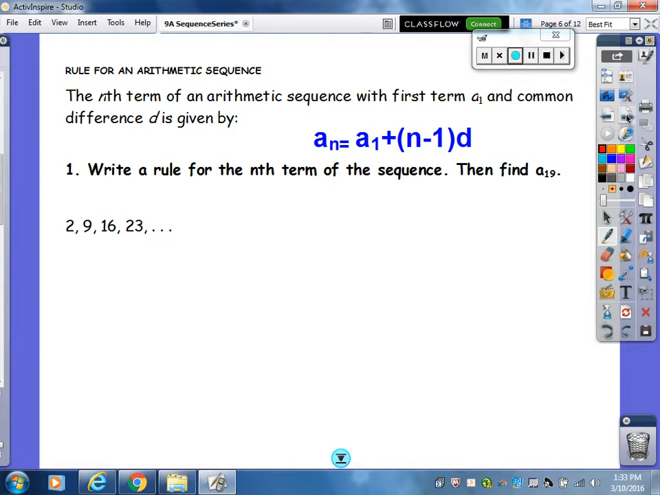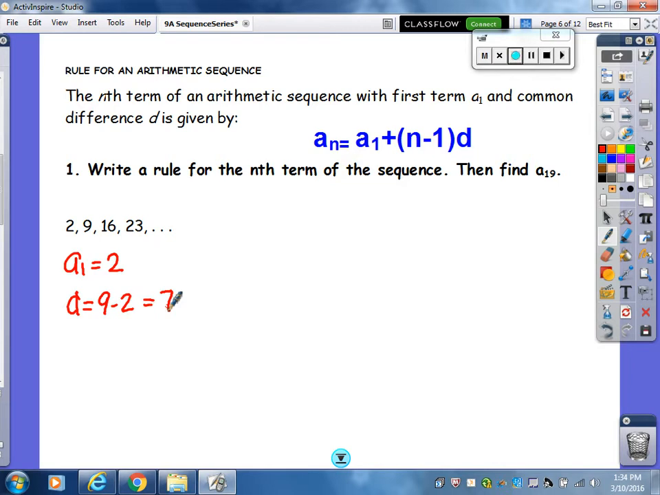All right, looking at our formula, we need the following piece of information each time. We need a sub 1, and we need to know what d is. What is our common difference? Well, in this case, this is a really simple example. It's already listed, so my first term is 2. My common difference, I always want to take a latter term and subtract a previous term. So 9 minus 2, or 16 minus 9, or 23 minus 16. All right, but it's always a latter term minus the previous term. So my common difference is 7.